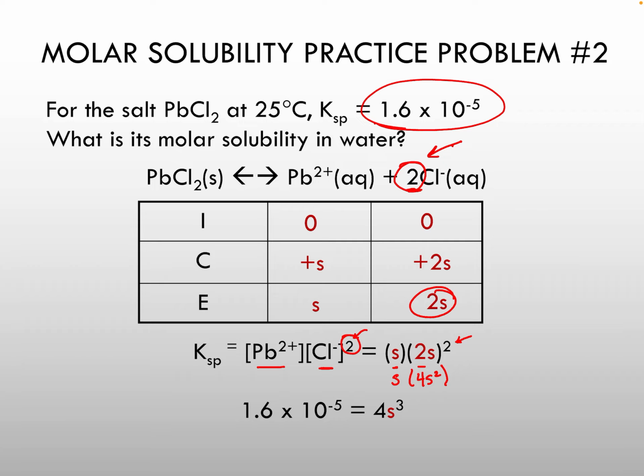So then if we divide both sides by 4 and then we take the cube root, we can get S is equal to 1.6 times 10 to the minus 2 molar. That would be our molar solubility of lead chloride. And it's actually pretty soluble.